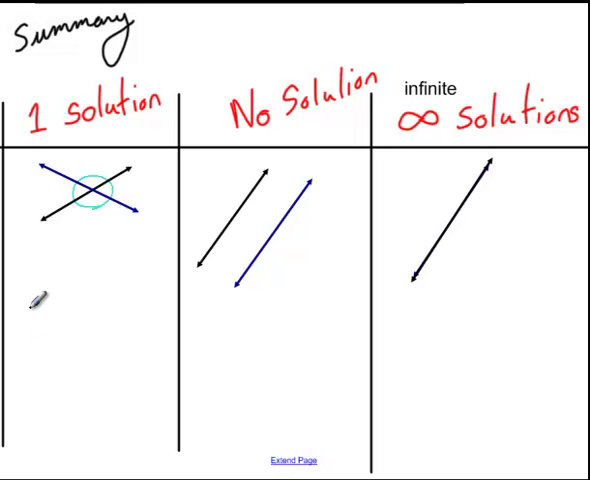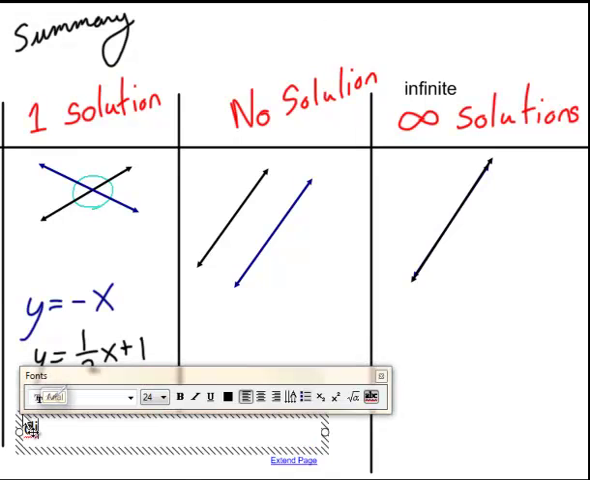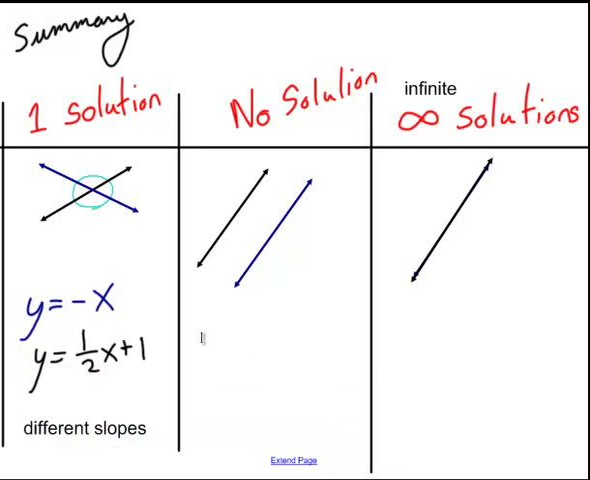For one solution, we would have something like y is equal to negative x, and y is equal to 1/2 x plus 1. This is just an example, but we can see that we have, let's write this in, we have different slopes. That's the requirement. So different slopes, we'll get one solution.